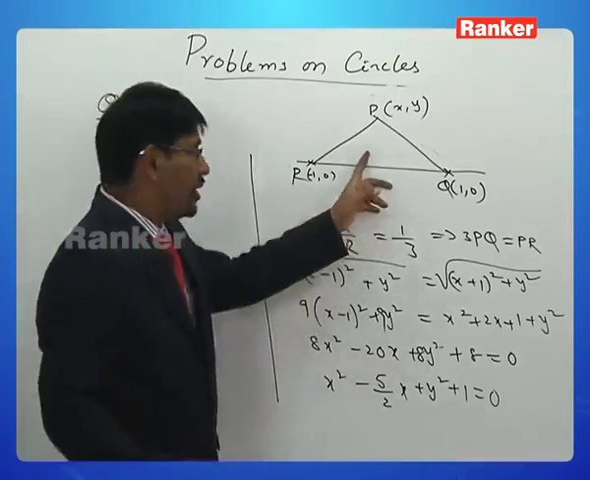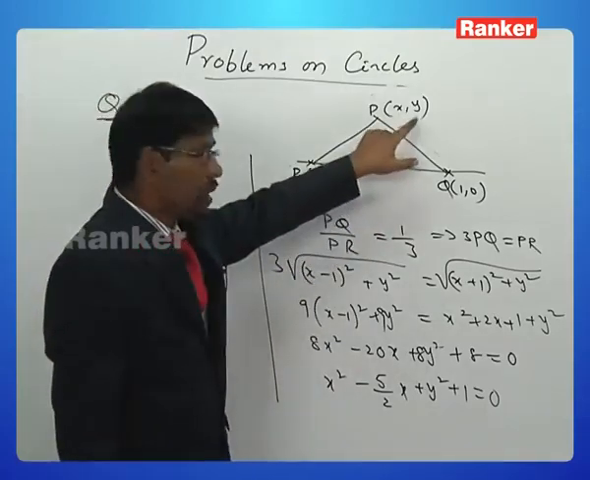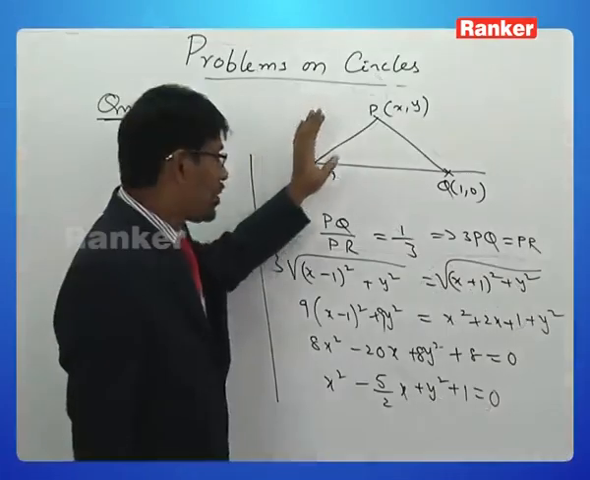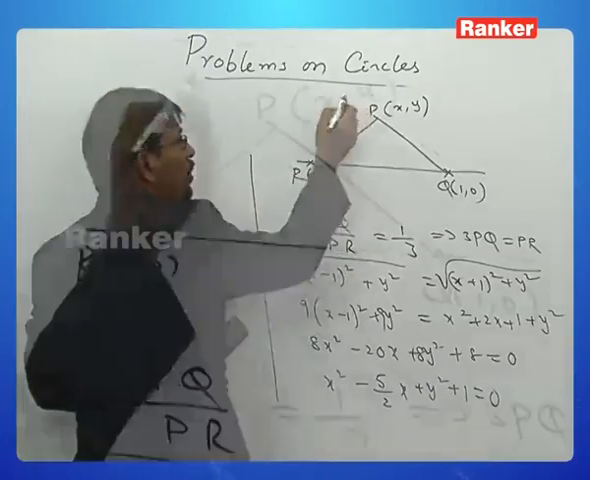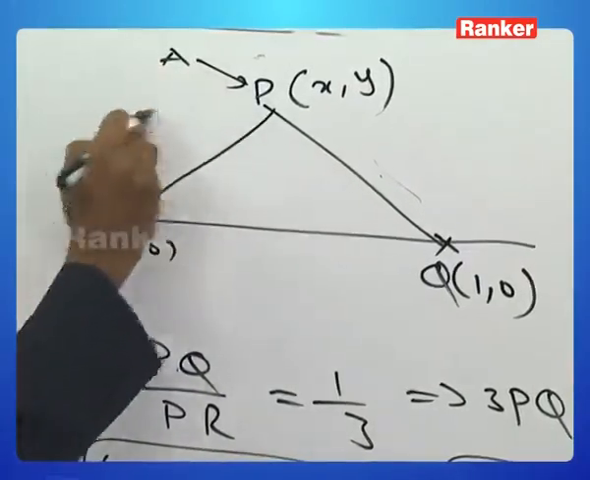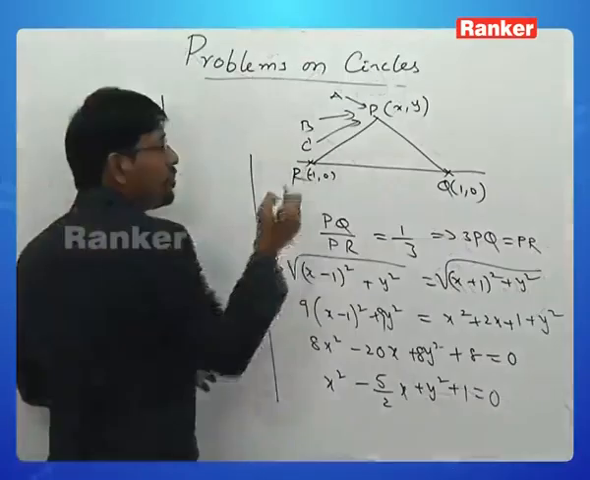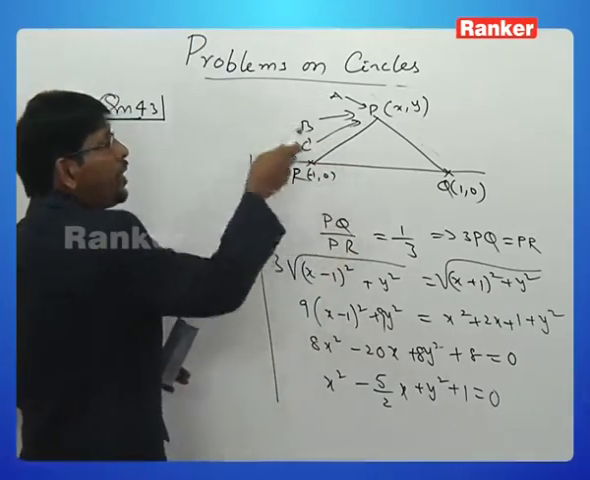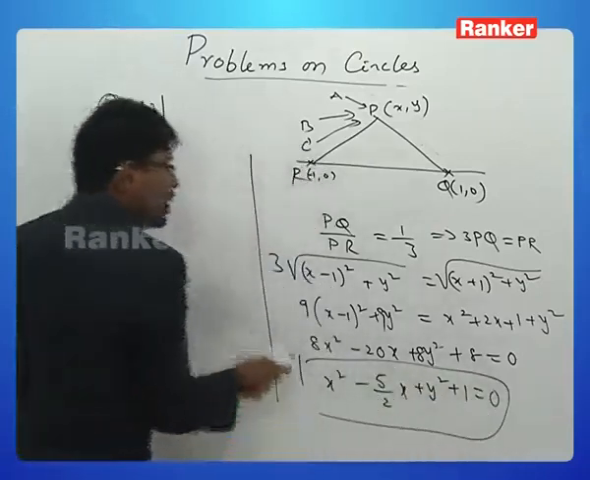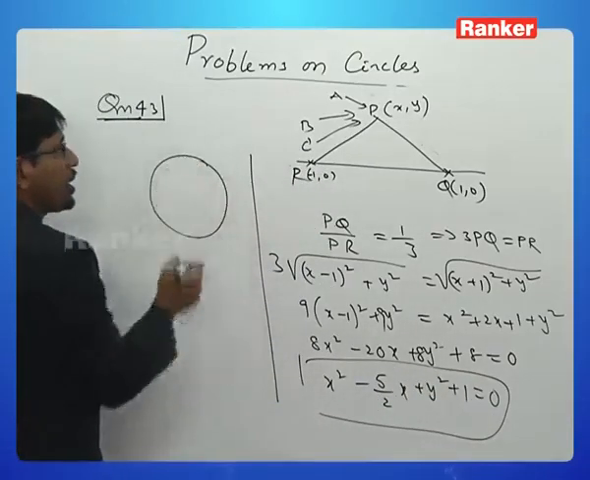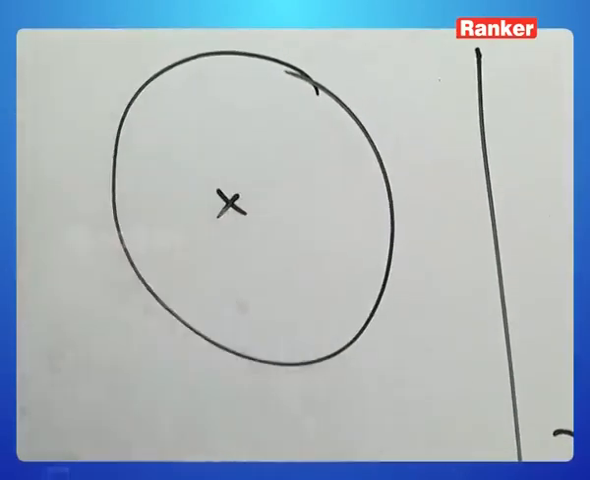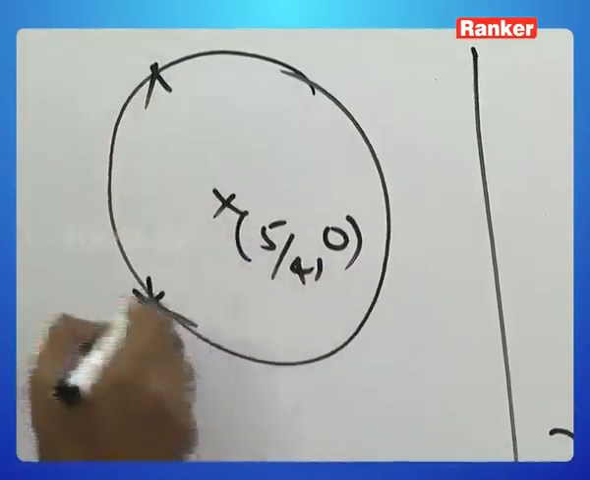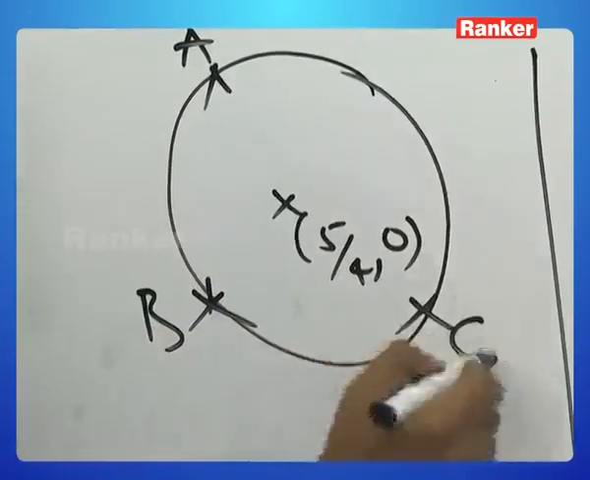Now what are we given? We are given that the points capital A, capital B, capital C in the coordinate plane all satisfy this condition. So instead of P we could have had A, B, or C. So what does it mean? These 3 points will lie on this circle. This is a circle clearly. So ABC will lie on the circle with the center at 5 by 4 comma 0.